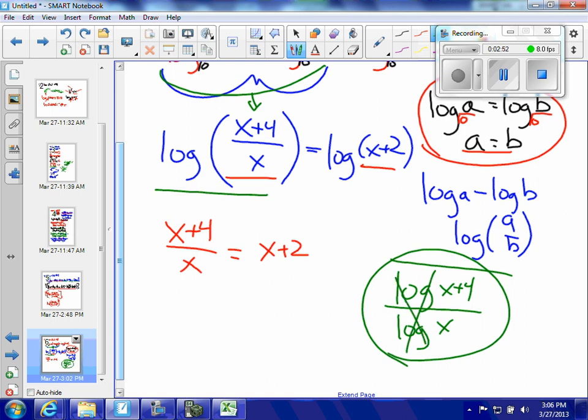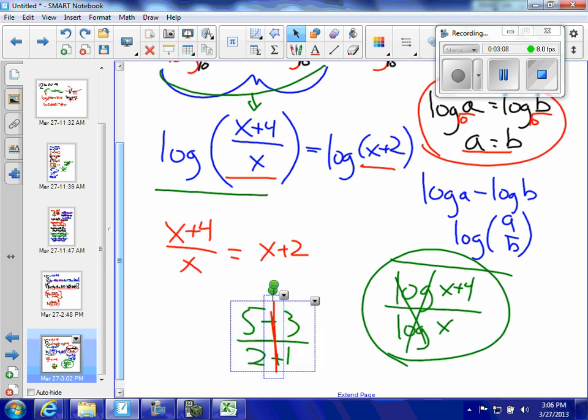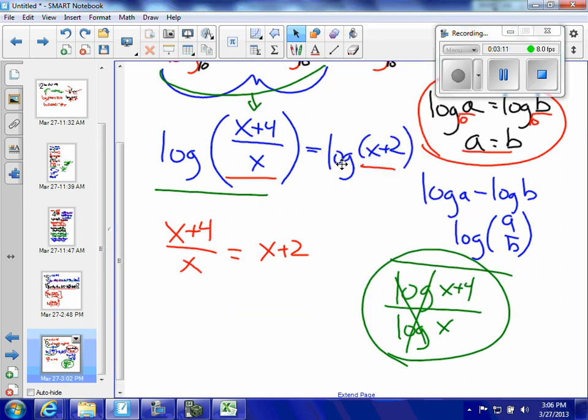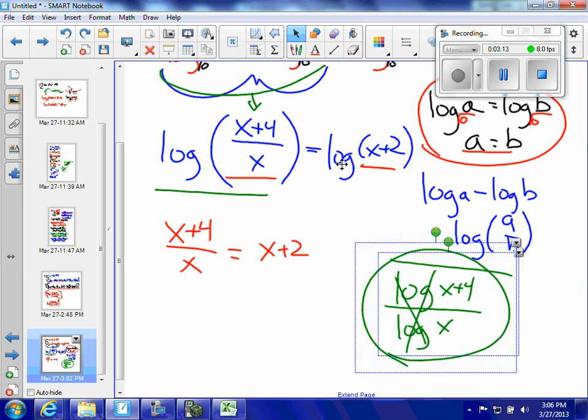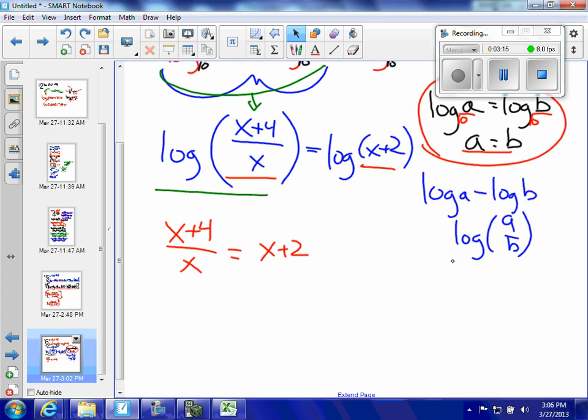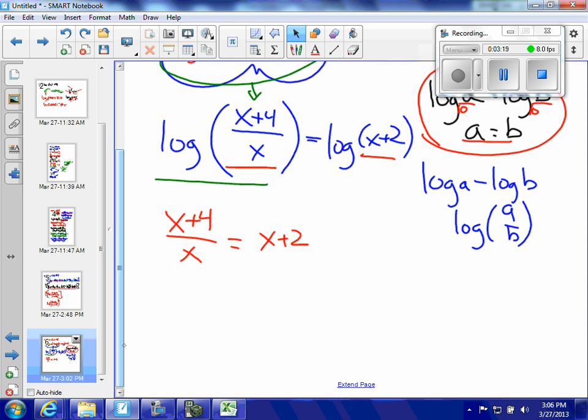Canceling out a log is like canceling out a plus sign or something. I mean, if I had 5 plus 3 over 2 plus 1, canceling out a log would be like canceling out the plus signs, which doesn't make any sense. Logarithm is an operation that we're performing, and you can't just cancel it out. So make sure you understand your properties of logs and you write it correctly. So I did get down here to x plus 4 over x is equal to x plus 2.